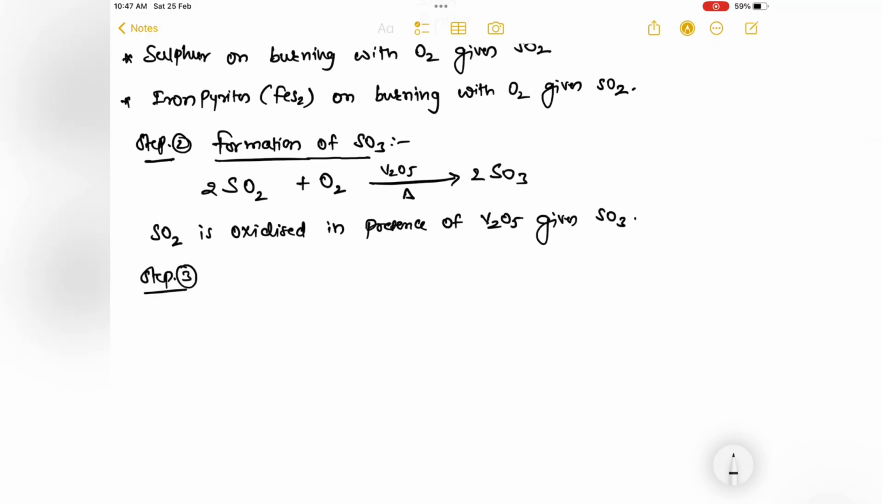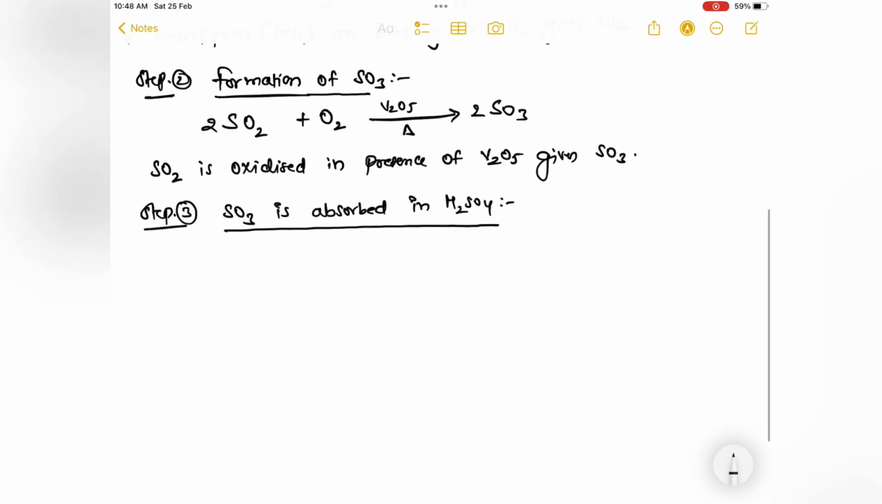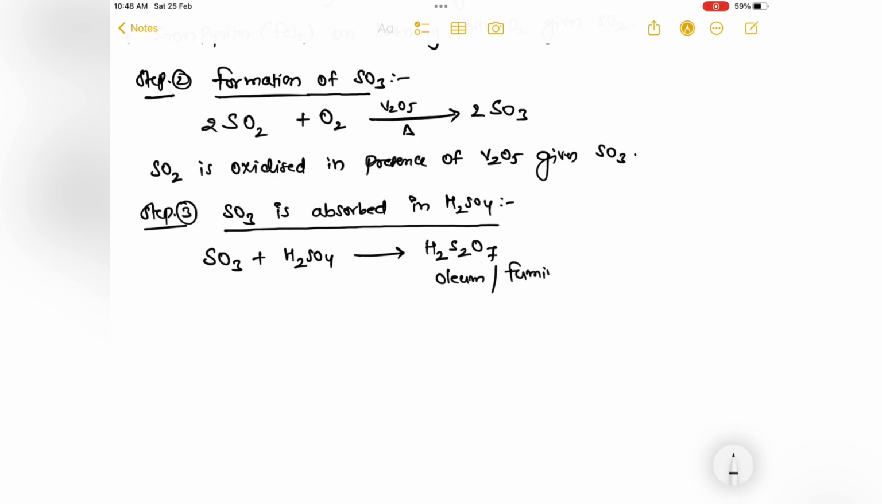Then step number 3, that is SO3 is absorbed in H2SO4. So absorption of SO3 by H2SO4. SO3 on reacting with H2SO4 gives rise to H2S2O7, called oleum or fuming sulfuric acid, also called pyrosulfuric acid. So this H2S2O7 on hydrolysis gives H2SO4.